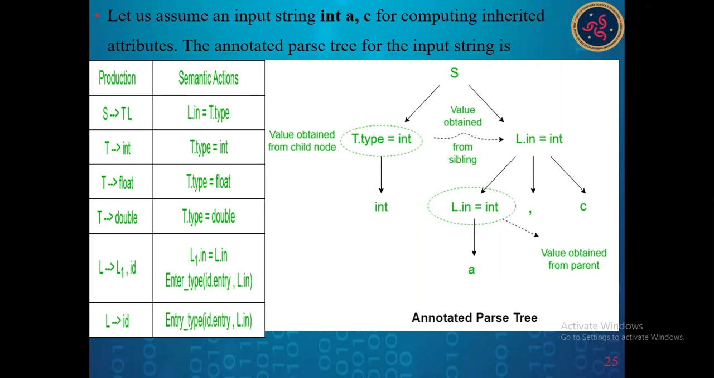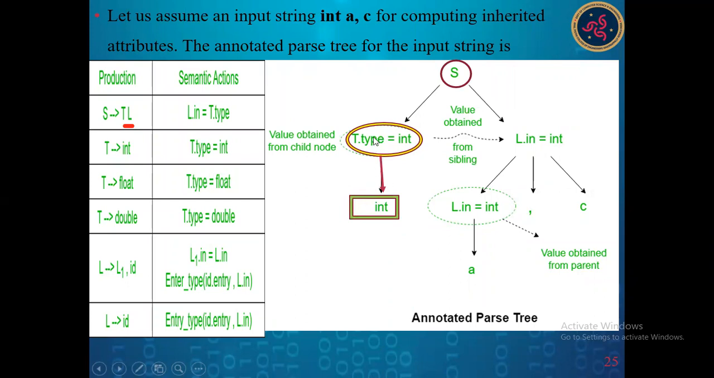First I'm taking this production, that is S gives T L, right? So here this is the production S gives T and L. First we will be having a root node that is S. If we expand this node by T and L, T will be there and again L will be there. So initially we will be having a parse tree.